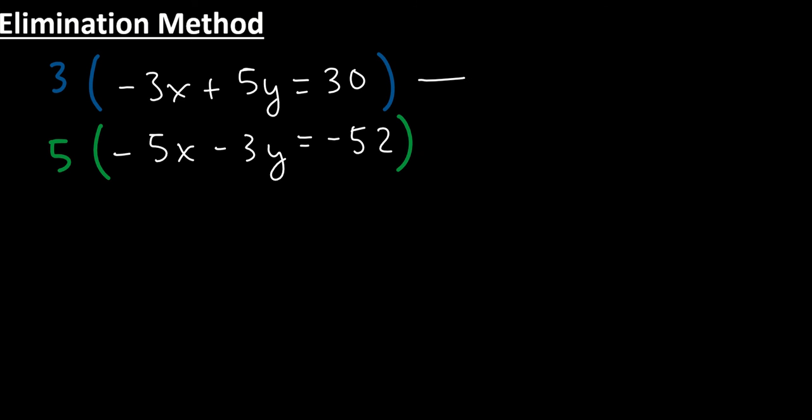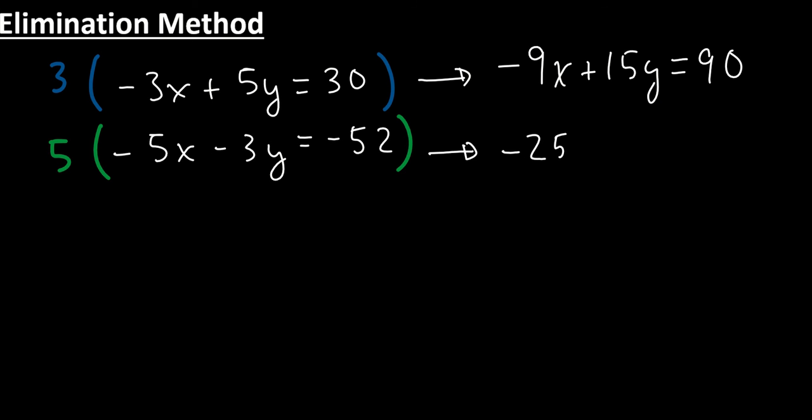So let's rewrite both equations, carefully distributing in the first case a 3 across the 2 terms on the left side and the 1 term on the right side. When I distribute that across, it becomes a negative 9x and a plus 15y, and that equals 90. That's the top equation. For the bottom equation, when I distribute that 5 across all the terms, 5 times negative 5x gives me negative 25x and then a minus 15y, and that equals negative 260.